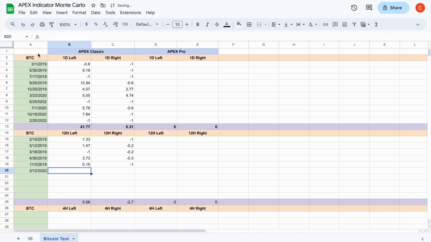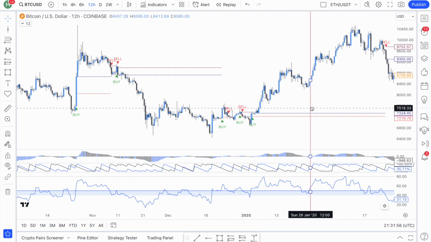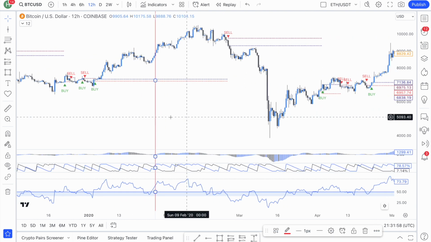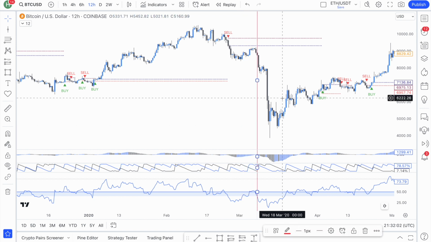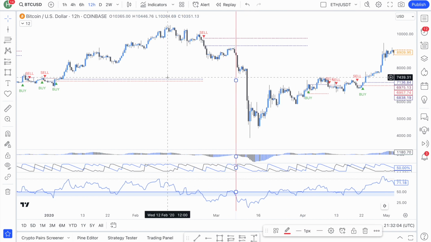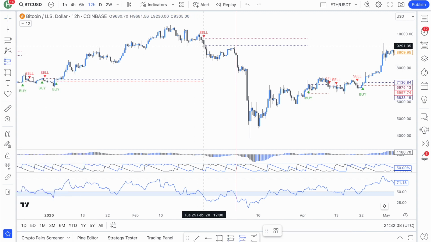Next one is March 12th, 2020. All right, so now we're going to go there. March 12th. So that's the same as the COVID. So, all right, well, let's see how it goes, because this is a different trade setup.